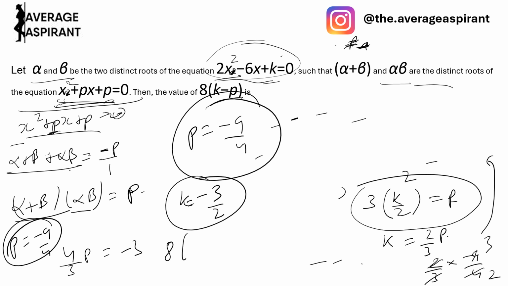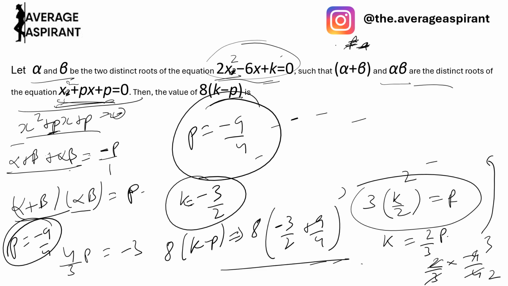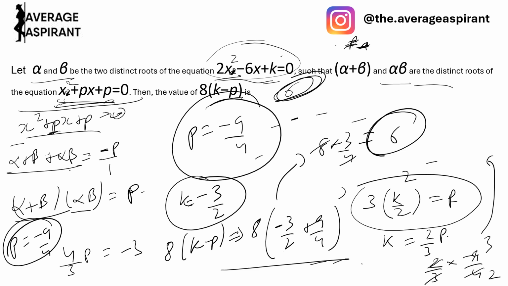Now we have to find 8 into k minus p. So 8 into minus 3 by 2 plus 9 by 4. If you add this, this is minus 6 by 4. So it's 8 into 3 by 4, or 6. So our answer is 6. Because it was a theta question, our answer would have been 6.